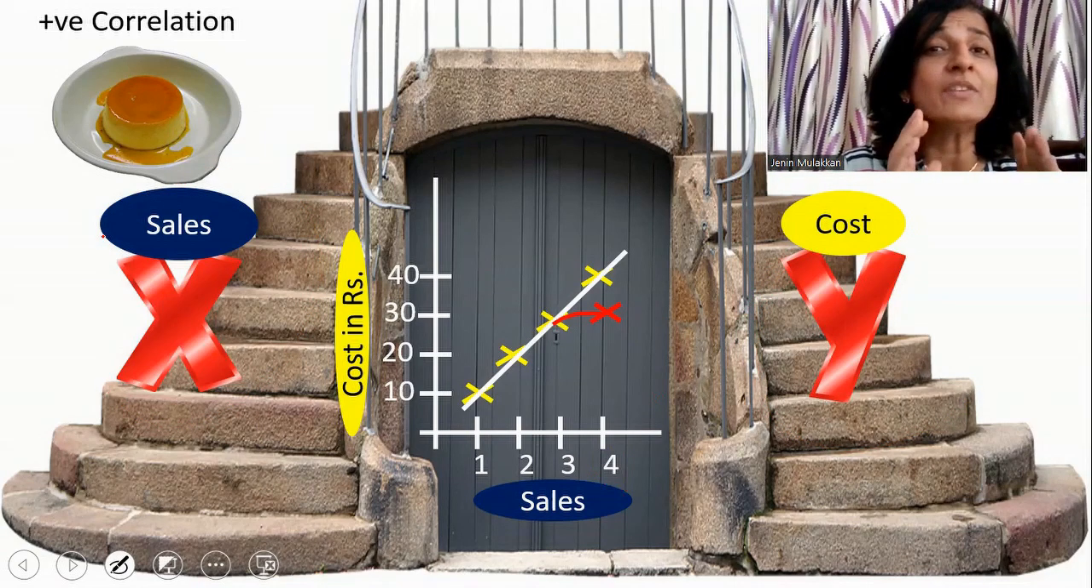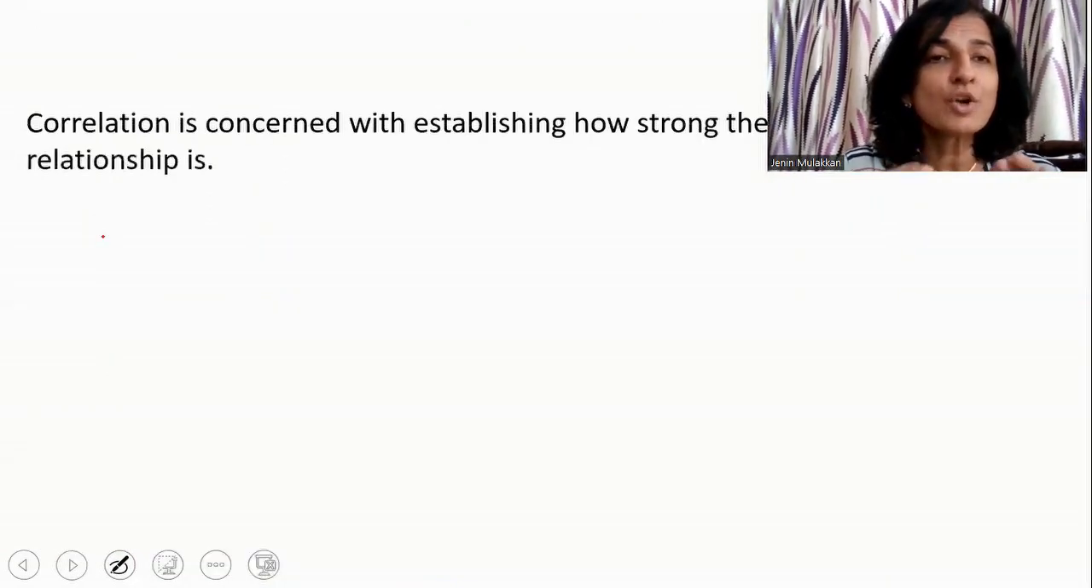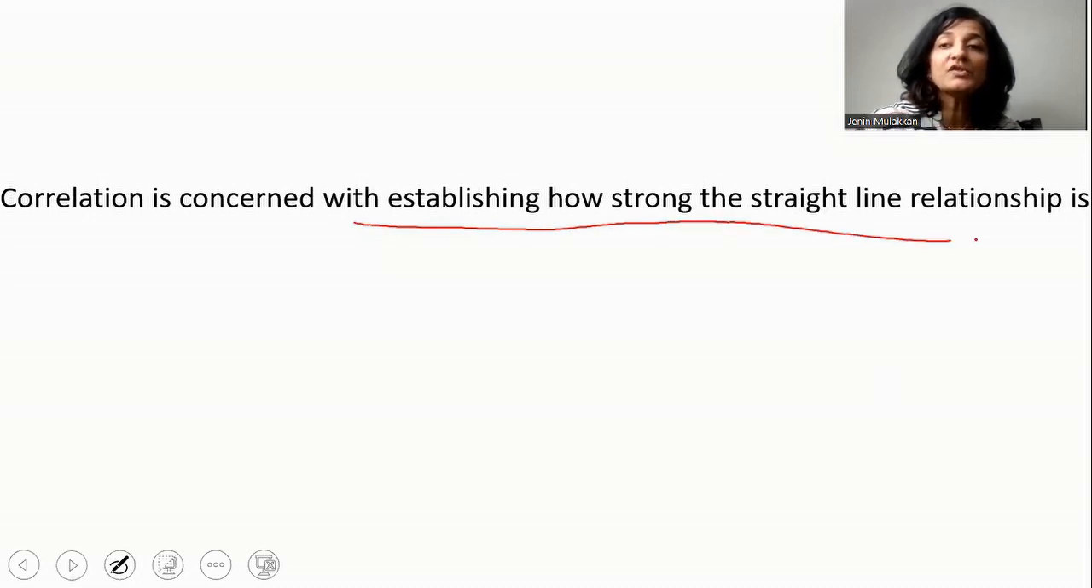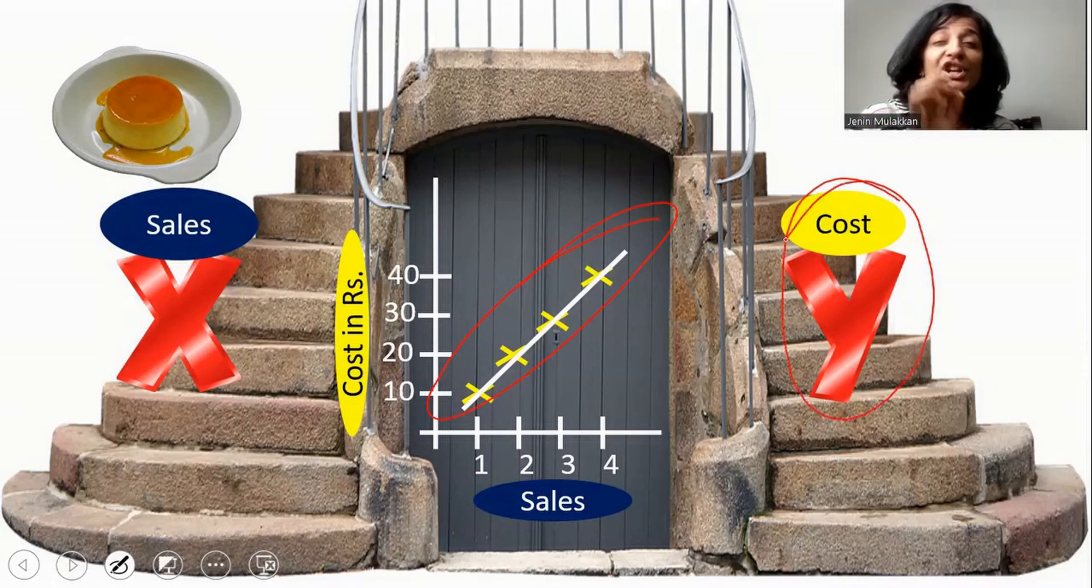So at this point, I will tell you the definition of correlation. Correlation is concerned with establishing how strong the straight line relationship is. So it actually measures the strength of the straight line relationship. Now, in the first graph, what did you observe? It was a perfect straight line. That is, the straight line relationship is very strong, or the cost is changing only because of sales.